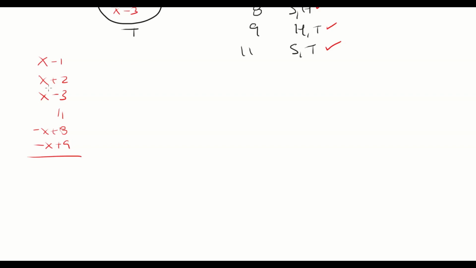We have 2 negative X's. That's going to cancel out with the 2 positive X's. Negative 1 plus 2 is 1, minus 3 is negative 2, plus 11 is 9, plus 8 is 17, plus 9 is 26. So you have X plus 26, and this has to equal the 30 students, which means X has to be 4.